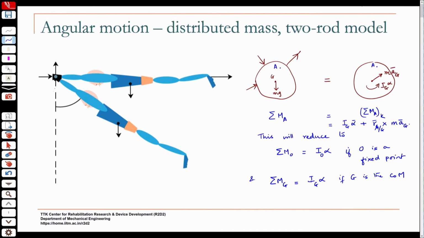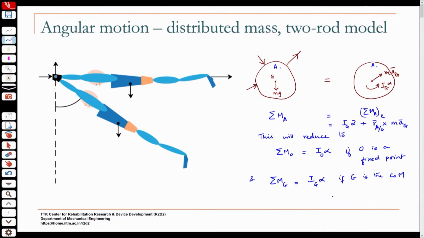So, this is the general form, and you have to make sure that you use that, because in general sigma M_A is not equal to I_A alpha. It's that case only when O is a fixed point or you are taking moments about the center of mass. So, this is important to remember when you are doing dynamics problems. We saw that in the gymnast case with the 2 rod model.